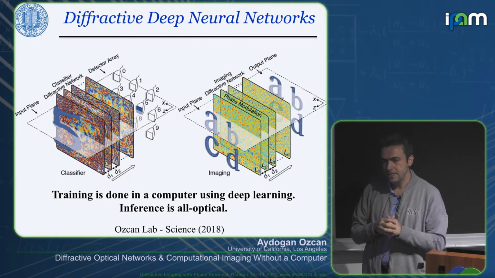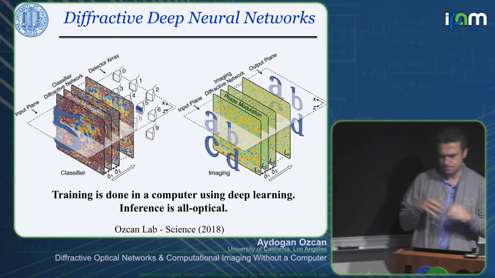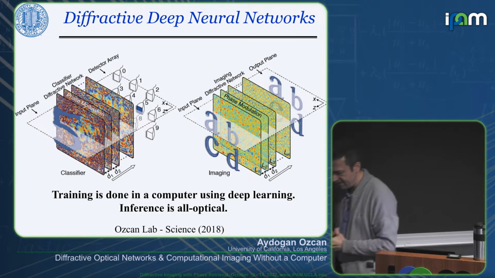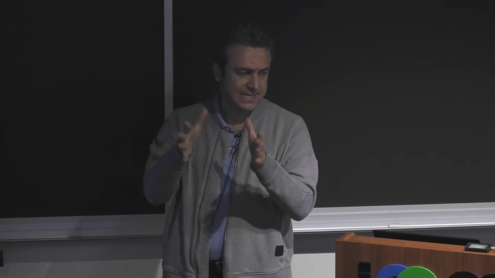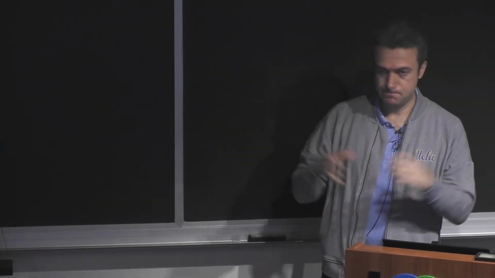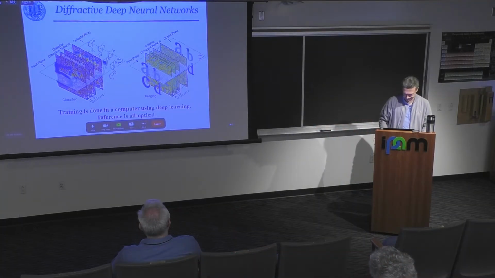That optimization is done in a computer using standard deep learning, your favorite toolbox, let's say. Once you have come up with that design, we fabricate it, we manufacture it, and it becomes a passive all-optical computer. So inference is all-optical, but training is done in a computer.